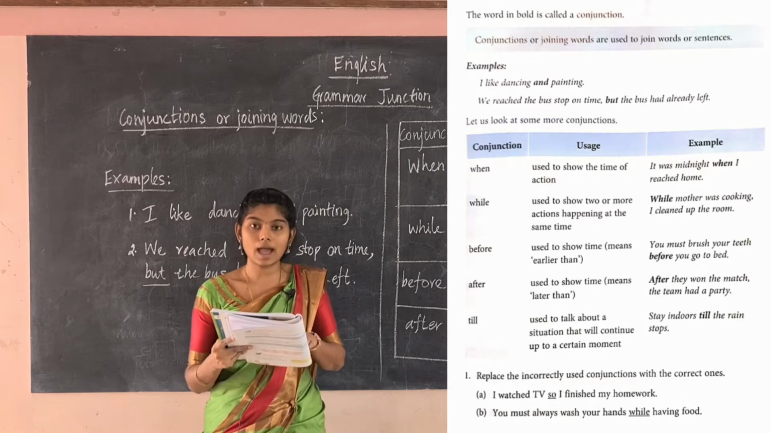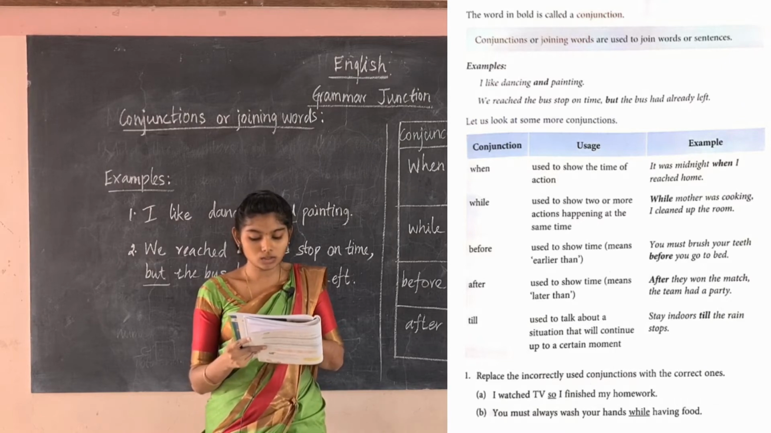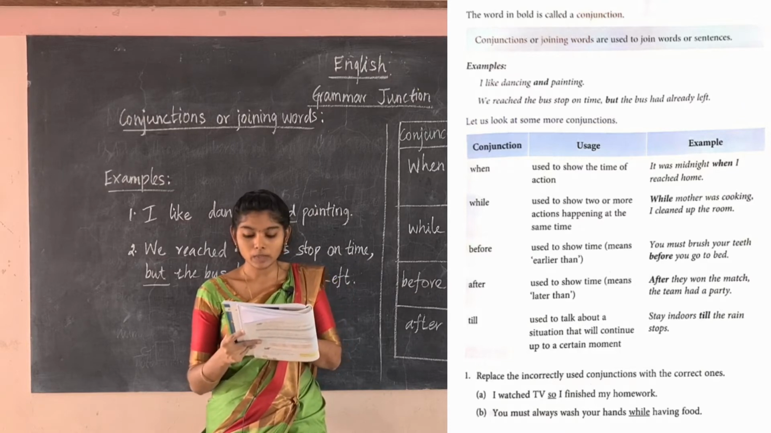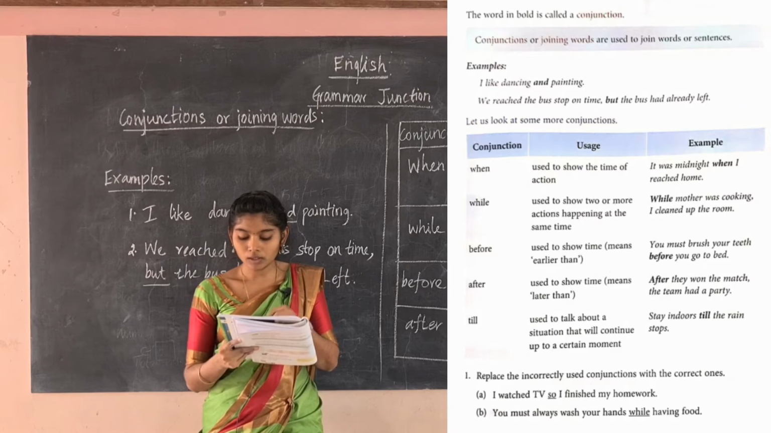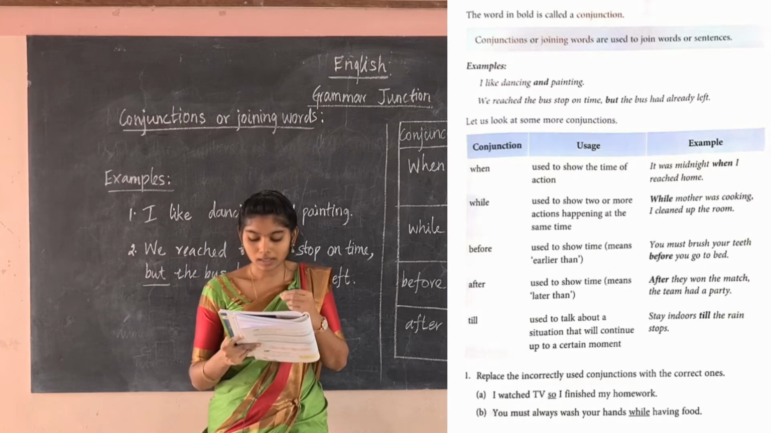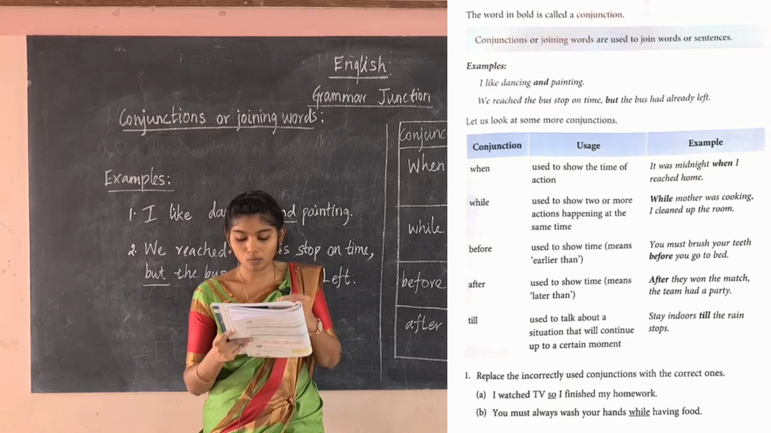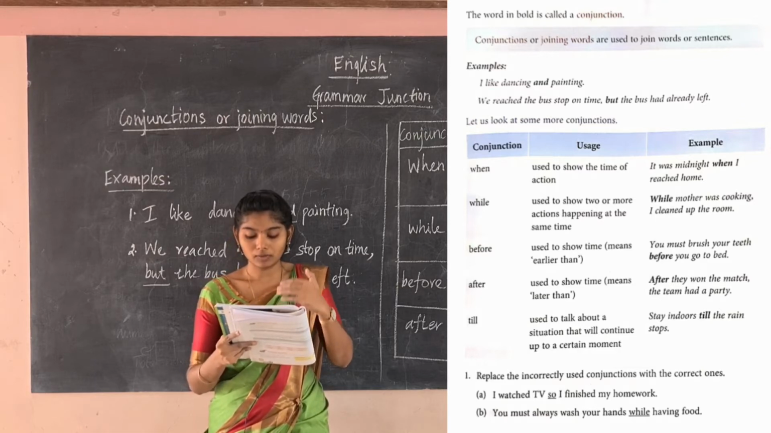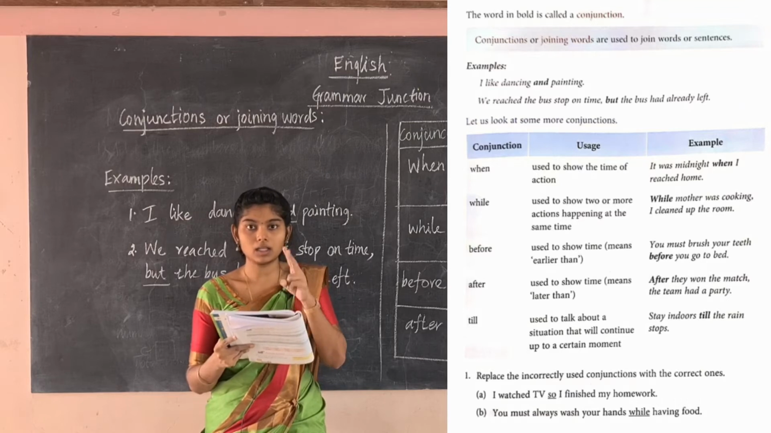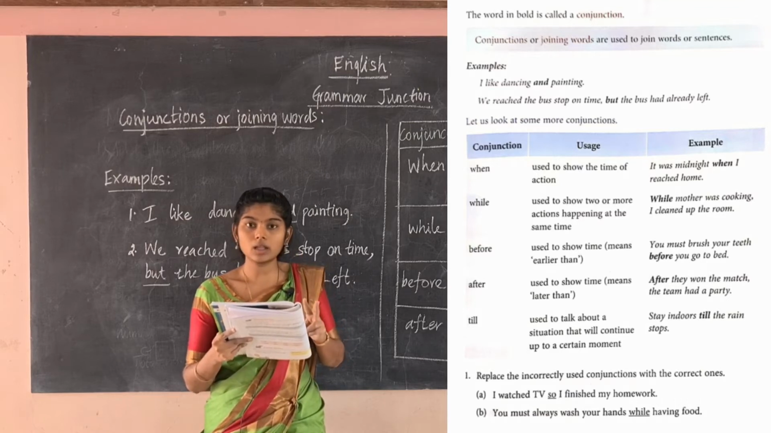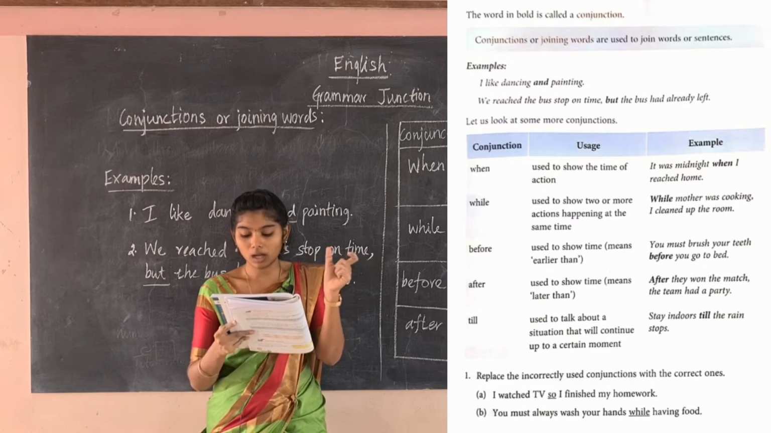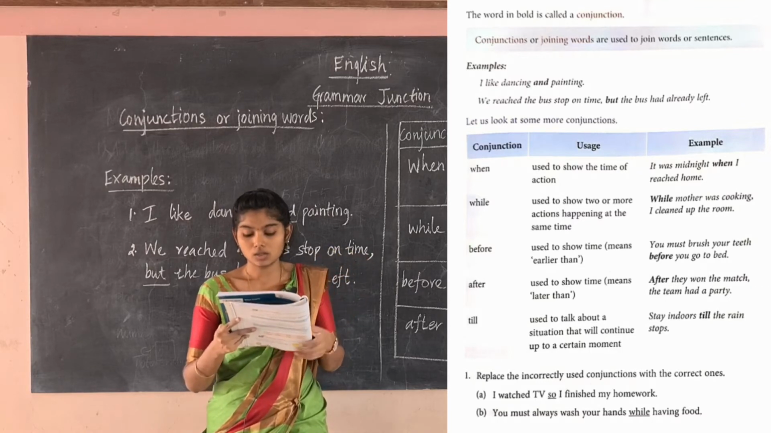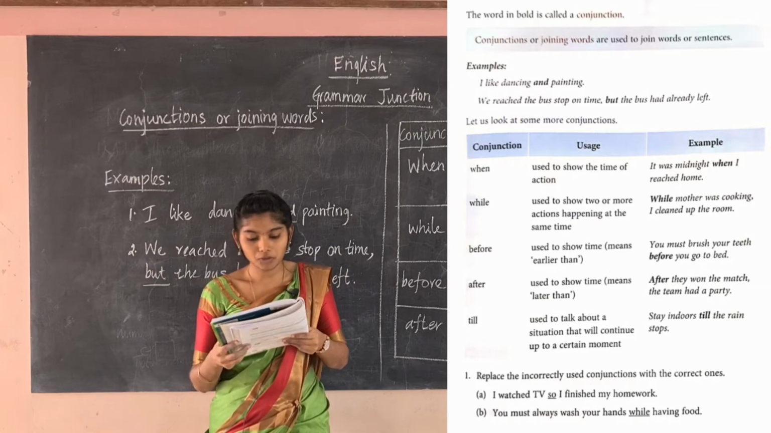And the next one is after. Here after is used for showing the time which is later than, "adhukku appuram". So see the example. After they won the match, the team had a party. They have won the match, so only after that they are having the party. Here there are two sentences. How are we connecting the words? By after. After winning the match, they are going to the party. So here the word used is after for the conjunction.